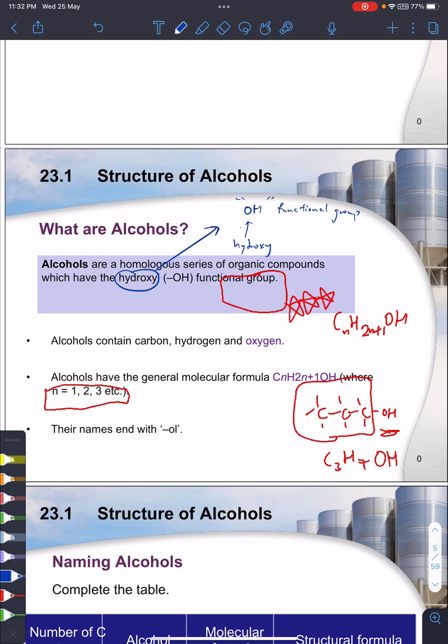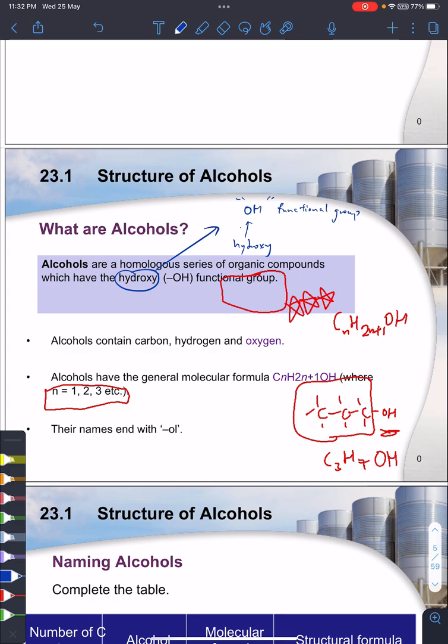Students will generally say, alcohol. So alcohol is not the functional group. Alcohol is called the homologous series. The actual functional group here is called the hydroxy functional group, which we commonly call OH. So there is a difference, and it's a very common trap that people set for you.